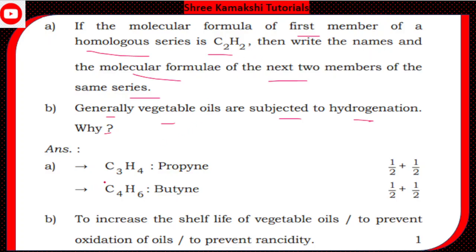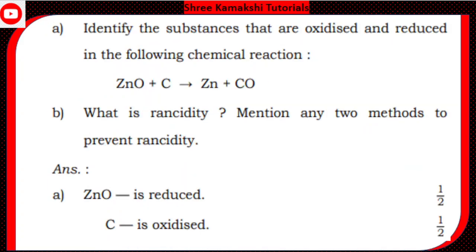C2H2. The next one is C3H4, that is propyne. Then another one is C4H6, that is butyne. Understand that? The second question is: generally vegetable oils are subjected to hydrogenation because it increases the shelf life of vegetable oils, or prevents the oxidation of oil, or prevents rancidity.